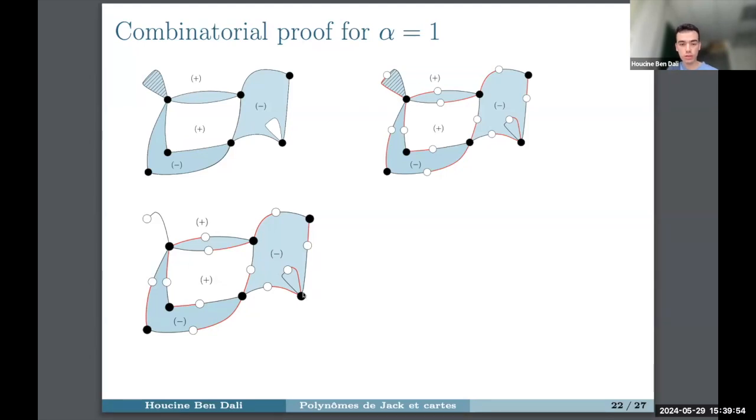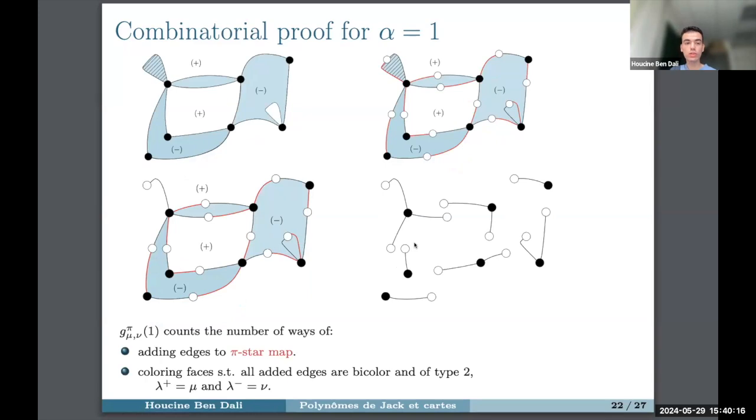And then the next step will be to delete all edges of type 2. So what happens if you delete all the edges of type 2, so these are represented here in red? We will obtain star maps. So what I call star maps are maps for which all white vertices have degree 1.